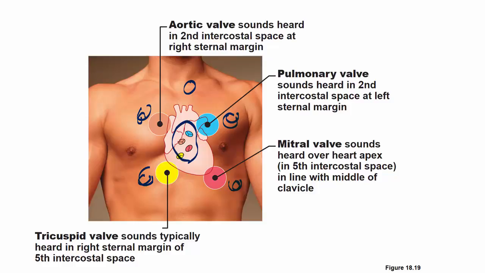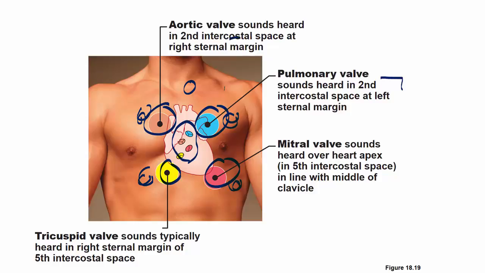The best place to hear the pulmonary valve is just left of the sternum in the second intercostal space, so between those ribs. The aortic valve is again at the second intercostal space, remember costal means rib, on the right side of the sternum. The tricuspid valve you can hear toward the right side near the fifth intercostal space, and the mitral valve is best heard toward the apex, again near the fifth intercostal space, kind of in line with the clavicle, all right?